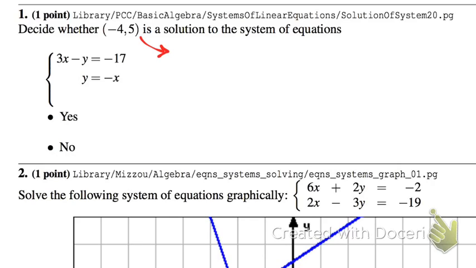Well, x is usually the first one. Yeah, x is usually the first one. That's a convention. That's just something that algebra people agreed upon just because it gets used so often in a graphing context. So we'll treat x as negative 4 and y as 5 and just substitute those values into each of these two equations. And in order to be a solution of the system, what do we expect to happen when we make those substitutions?